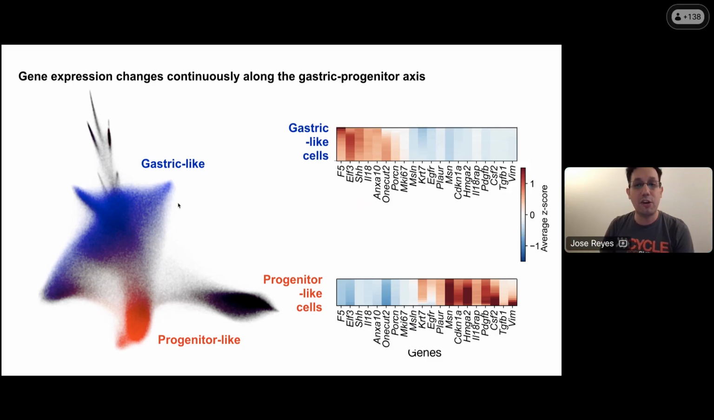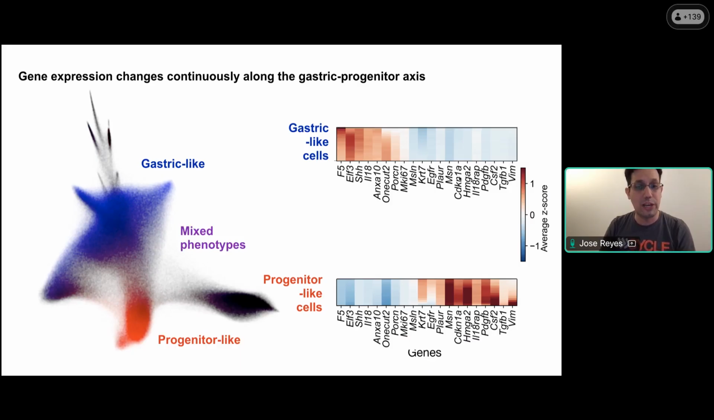These two states have very distinct transcriptional profiles. So we have a set of genes that become upregulated selectively in gastric-like cells and are downregulated or absent in progenitor-like cells. And conversely, there's a set of genes that are upregulated in progenitor-like cells, but absent in gastric-like cells. But I think you can also appreciate that these two are just extremes among an entire spectrum of phenotypes that include a set of cells that have a mixed profile.